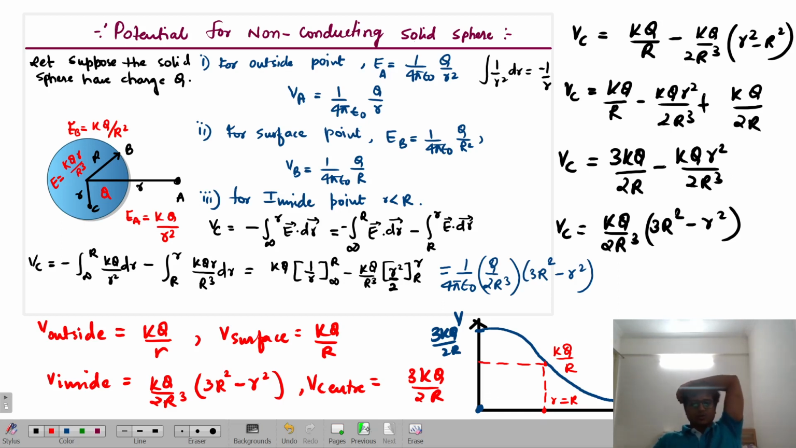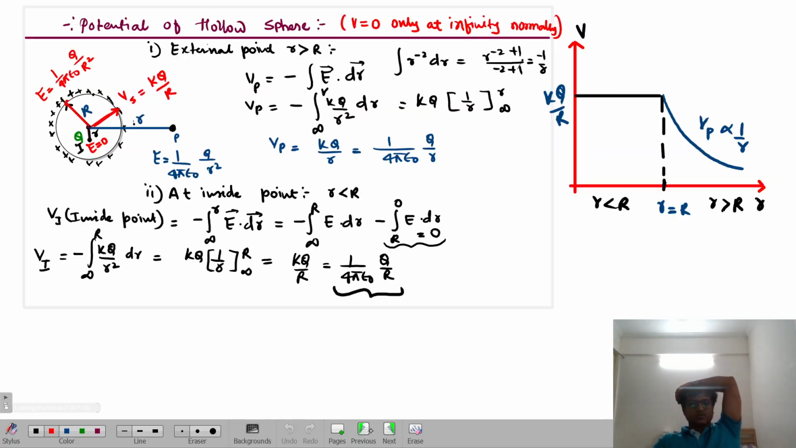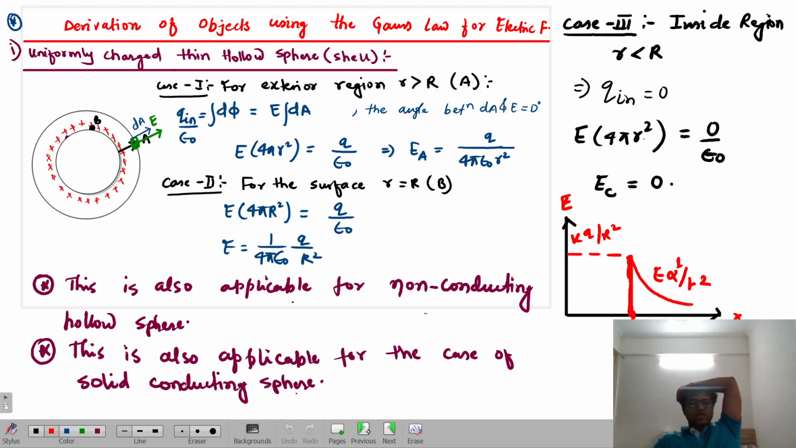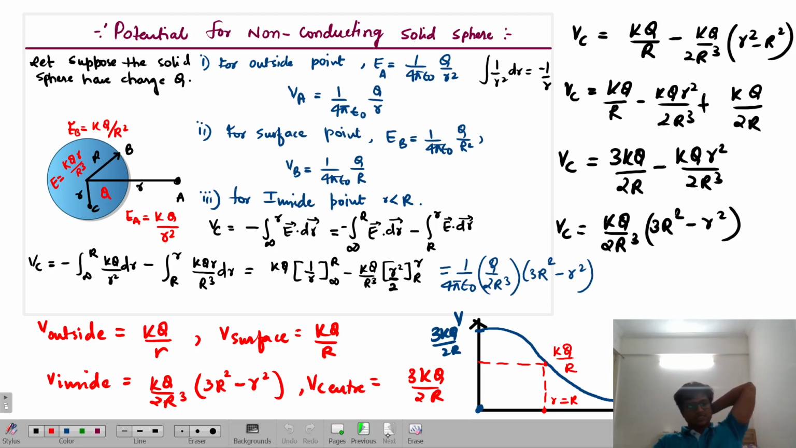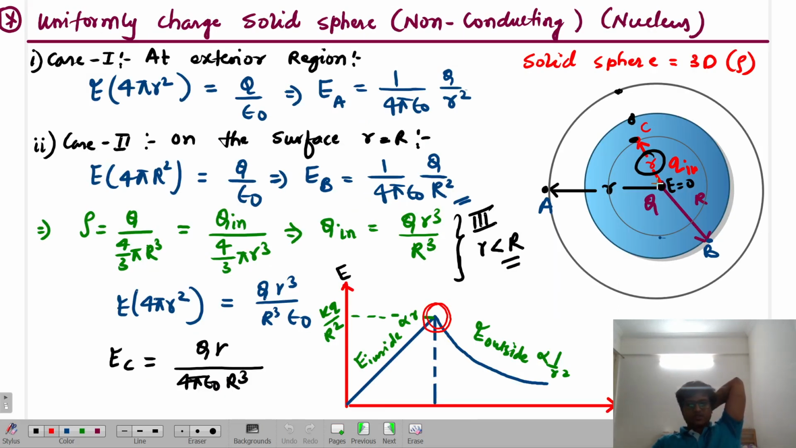Okay, so these are the many things we got from our hollow sphere and solid sphere. We calculated the potential and electric field for all the cases. You just need to keep in mind that if it is a solid sphere and it is non-conducting, then the density is constant and the charge starts to vary. Are you able to get me?